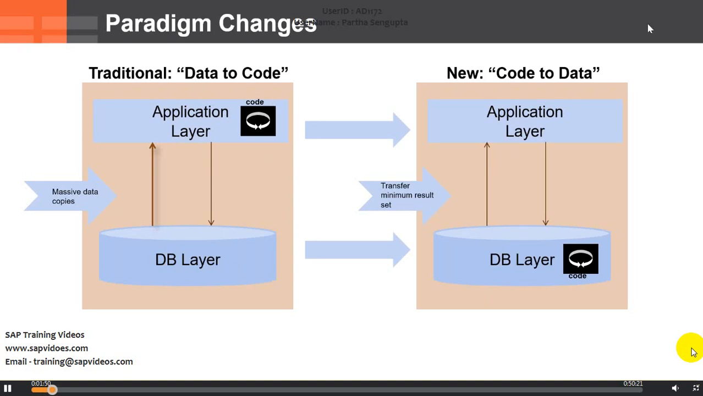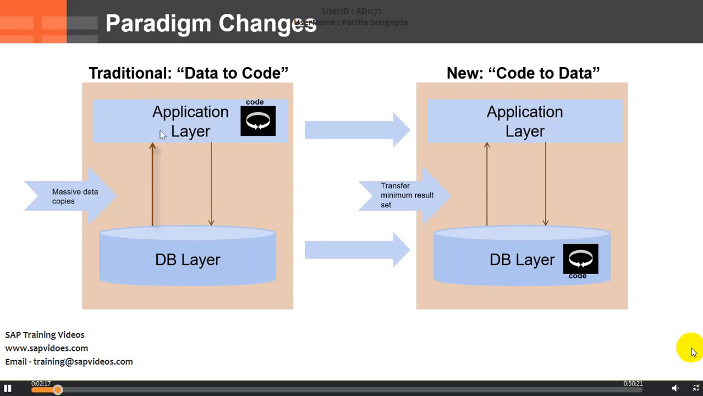The new approach was the code to data paradigm. In this code to data paradigm, the application logic was written in the database layer. That means code was written in the DB layer, and the results of that select query were moved to the application layer and displayed. So here in the code to data paradigm, only results were transferred from the DB layer to the application layer.